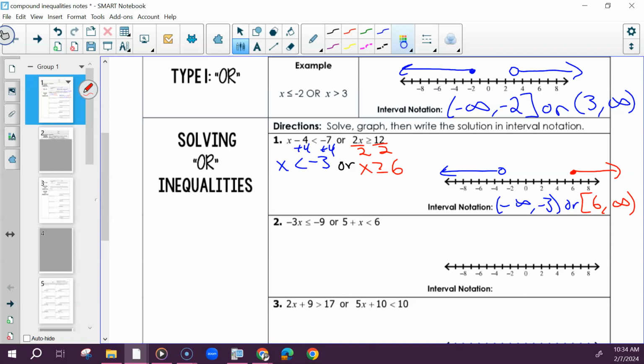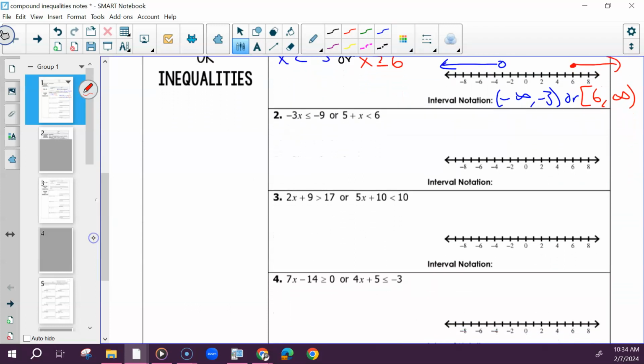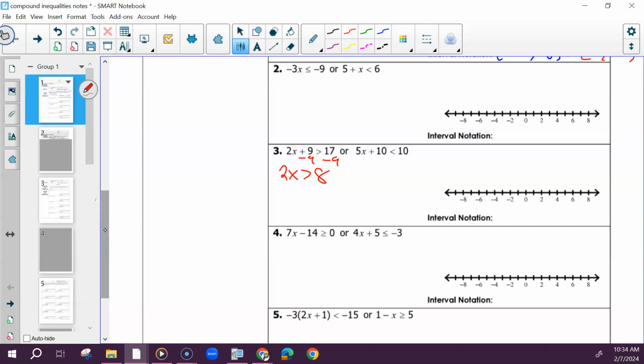Let's skip to "or" and do solve both of them. How would we solve the first one? Subtract 9. We have 2x is greater than 8. Thank you, I completely blanked on this. And then divide. So x is greater than 4.